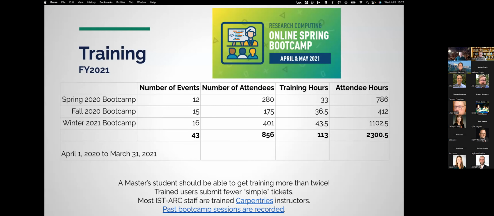We also track training. This is for our fiscal year 2021. We theme our communications like the picture at the top. And so we track the number of events we held, the number of attendees, the number of training hours in the events as a total, and then of course multiply that by the number of attendees to get attendee hours.